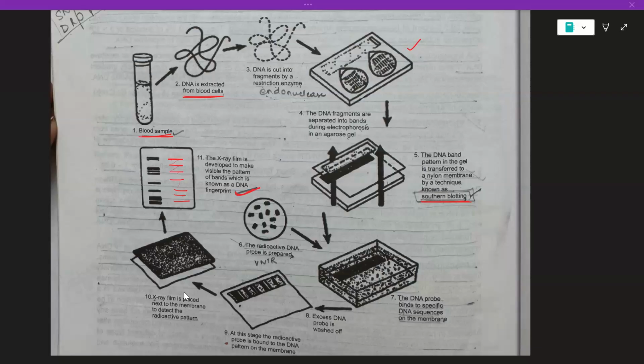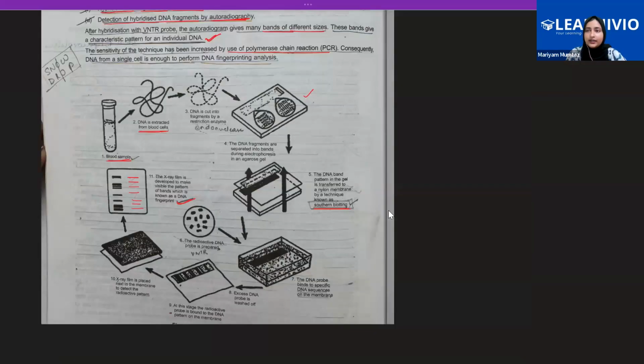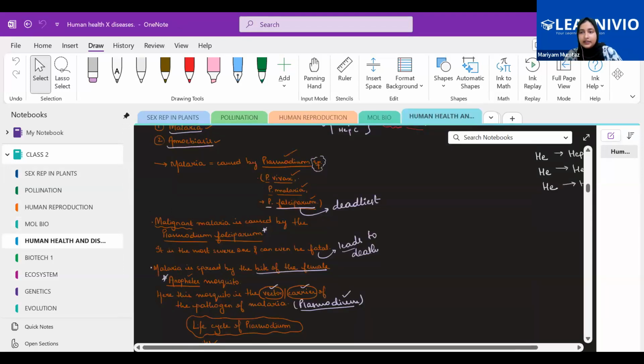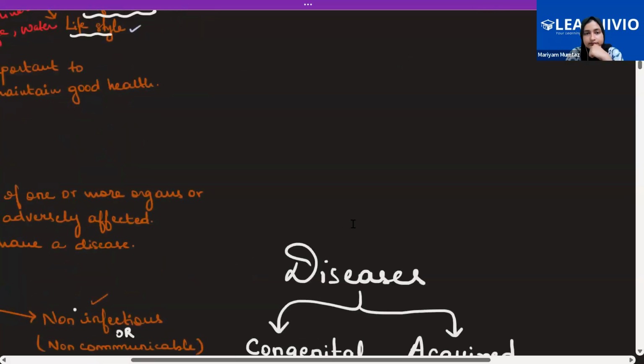Yes, ma'am. Okay, does anyone have any doubts up until now? All right. So with this, we are done with the molecular basis chapter. Now we're going to start with a new chapter today. And I was thinking of doing human health and diseases with you. So we will be beginning with the human health and disease chapter. Is it okay, students? Yes, ma'am.